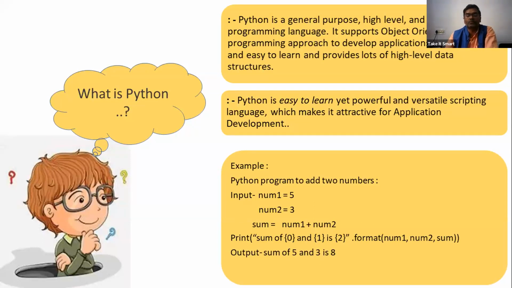How you want the output, how informative it should be, you can write: sum of {0} and {1} is {2}. 0 means the first number and 1 is the second number. Format num1, num2, sum, all the 3. So in place of 0, the first one, num1 is going to come. And in place of 1, the num2 value is going to come. And in place of 2, the sum value is going to come. So sum of 5 and 3 is 8. So output will come 8. Shortly I am going to execute and show this.